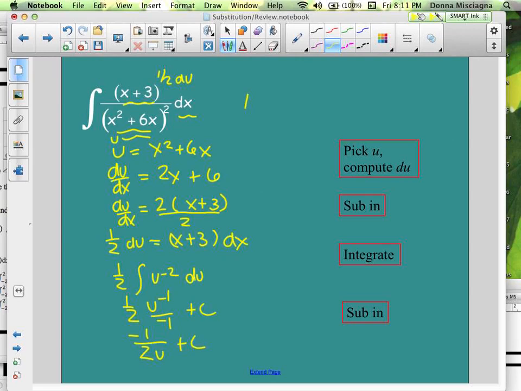I'll put it here, f of x equals negative 1 divided by 2 times x squared plus 6x, and then plus c. Got everybody? Okay. So let's take the derivative of that one to check our work. So f prime of x equals, actually, before I do that, let me rewrite that.